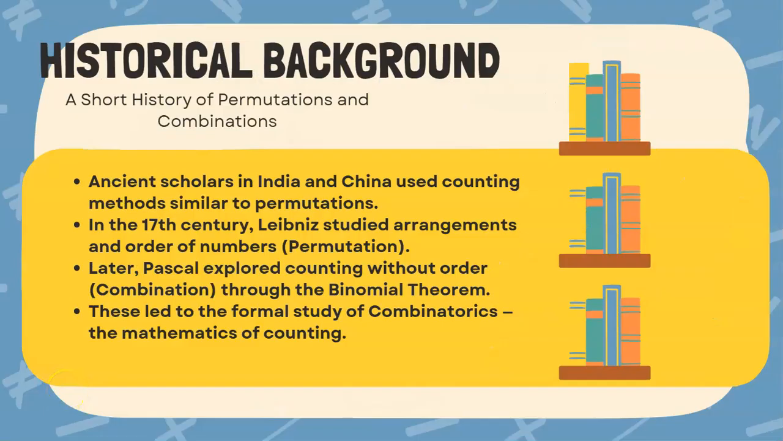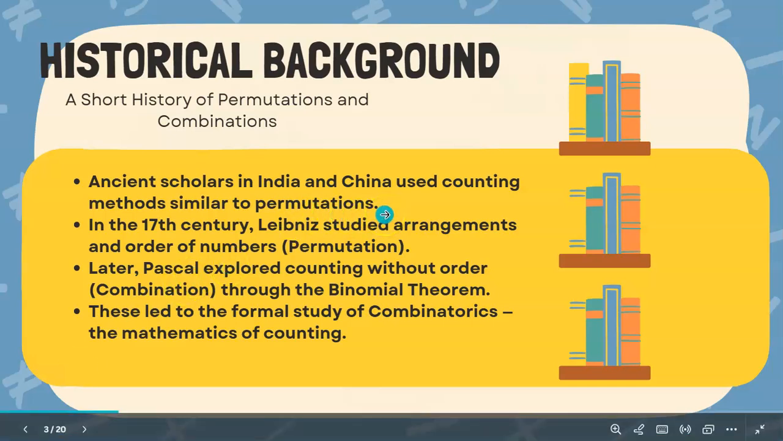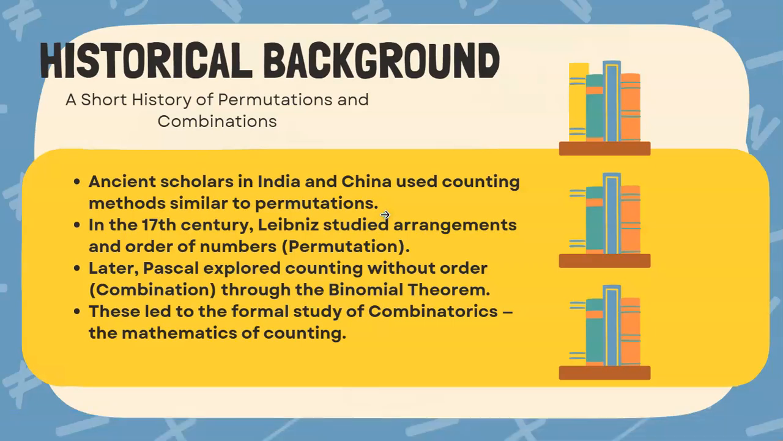Alright, so here's a short history of permutation and combinations. Ancient scholars in India and China used counting methods similar to permutations. So before the formulas of permutation and combination appeared in modern textbooks, ancient scholars were already thinking about how many ways things could be arranged. In ancient India, the scholar Pingala studied poetic meters. He asked questions like, in how many ways can long and short syllables form a verse?